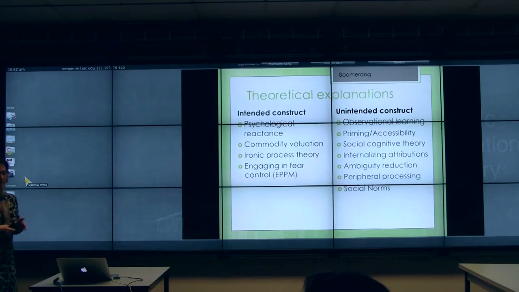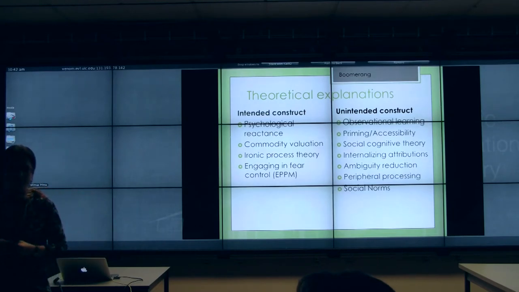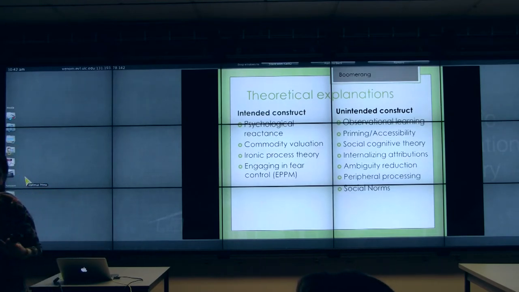Commodity valuation. Many of these can be confused or are kind of similar. Commodity valuation is when you start valuing something that you can't have. So it's not about freedom, it's not about the freedom to do it. It's typically when you say, we're going to save now. So we're going to try to not buy dessert for a month, and then you crave dessert whenever. So it's this psychological tendency to value something more when you are told you can't have it.